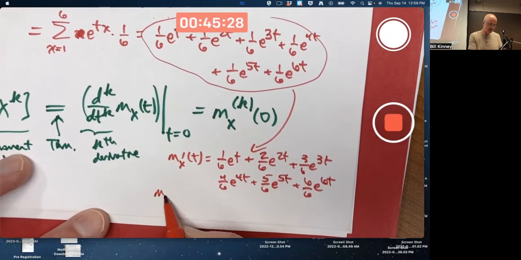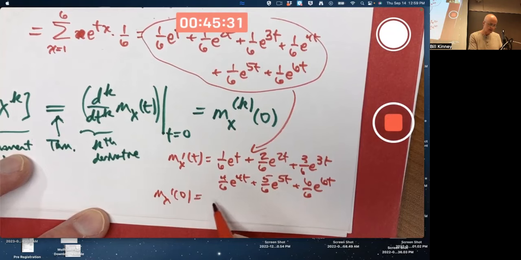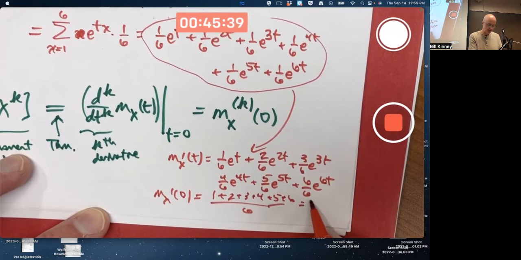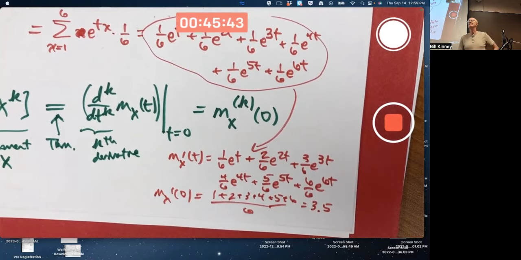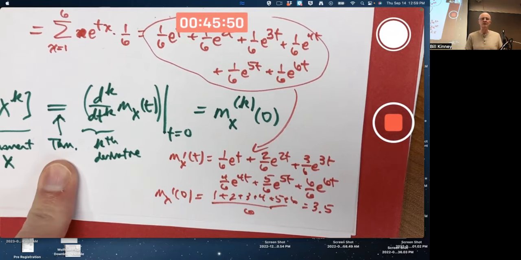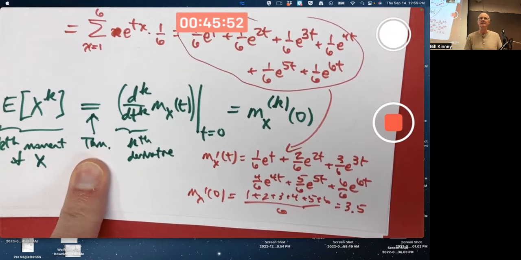Now plug in 0, and lo and behold, we get 1 plus 2 plus 3 plus 4 plus 5 plus 6 all over 6. We get 3.5, 21/6. Just like before, we did get the right answer. But this theorem works in general, no matter what your random variable is.